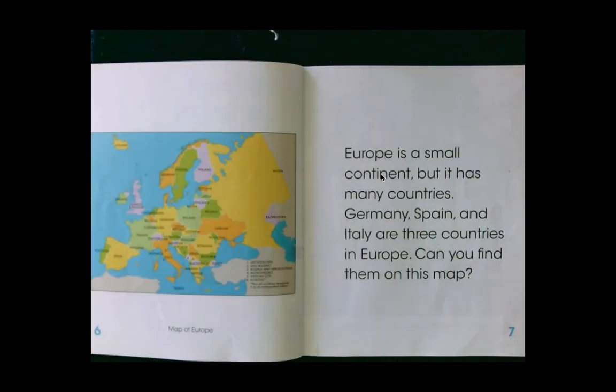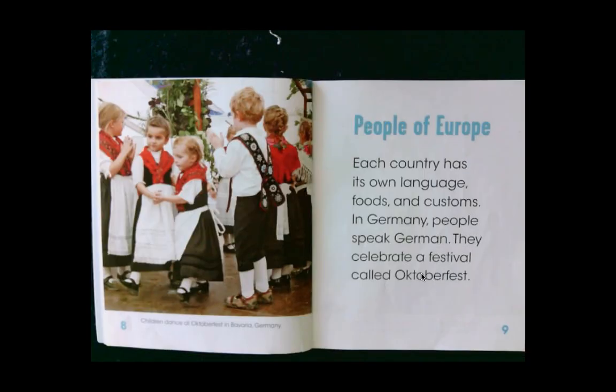Europe is a small continent, but it has many countries. Germany, Spain, and Italy are 3 countries in Europe. Can you find them on this map? So, of course, friends, the map is a little bit blurry. We're a little bit far from it, but they are here. So you might have heard of these countries before, and they are all in Europe.